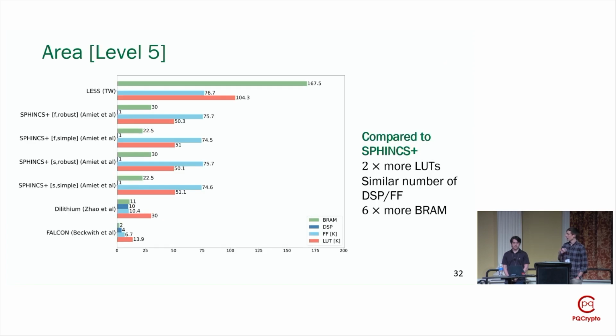Comparing the area results, LESS requires about twice as many lookup tables, which are the core logical elements, roughly the same number of DSPs and flip-flops, where DSPs are for multiplication and flip-flops are for storage. And then 6 times more block RAM, again, because during RF, you have to store those very large matrices.